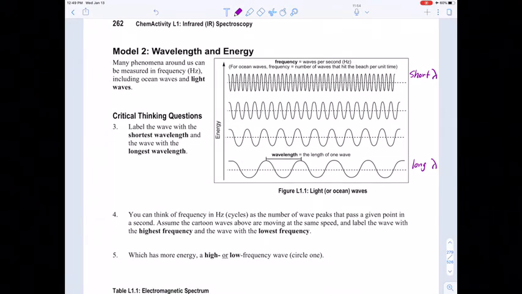You can think of frequency in hertz as the number of wave peaks that pass a given point in a second. Assume the cartoon waves above are moving at the same speed and label the wave with the highest frequency and the wave with the lowest frequency. Okay, so assume that this width from here to here is 1 second. The one that goes up and down the most times is going to have the highest frequency. And this one down here is going to have the lowest frequency.